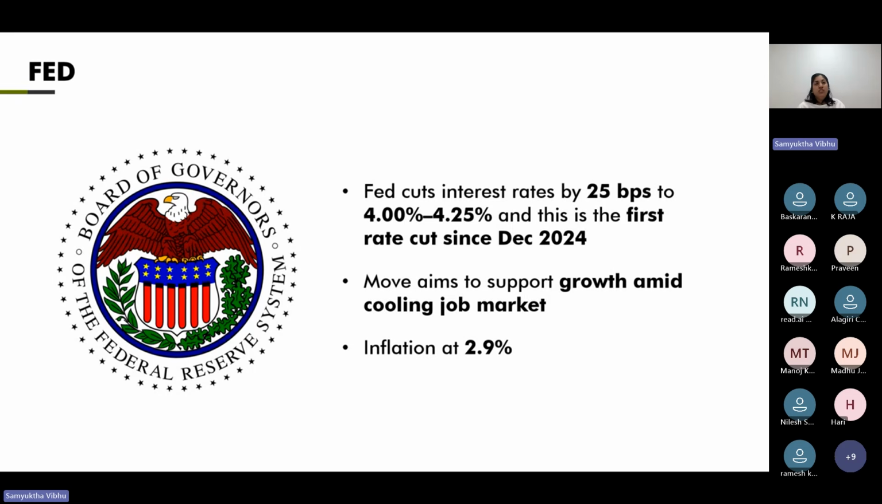And this move is essentially because you want to support growth and deal with the job market cooling off. And this is happening at a time when inflation is pretty high. I think it's been almost 2 or 3 decades since the US cut interest rates when inflation was close to 3%. So that has not happened in a long time, and the US economy is actually not used to inflation or high costs of borrowing.